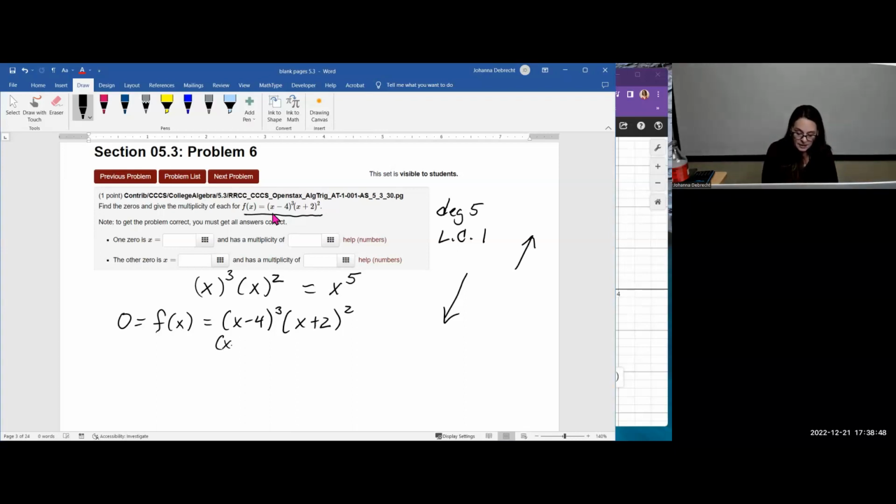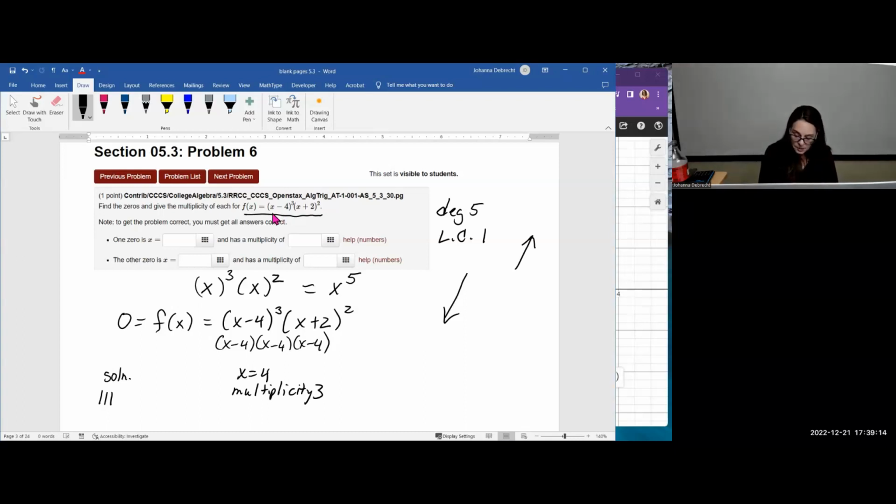Now, basically, this means I have x minus 4 times x minus 4 times x minus 4. I mean, it's there 3 times, right? So I get x equal 4, but I get it 1, 2, 3 times as a solution, all right? And that means it has multiplicity 3. That means it showed up as a solution 3 times, right?